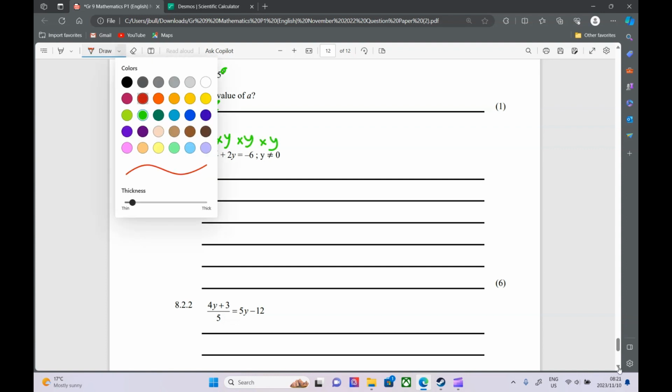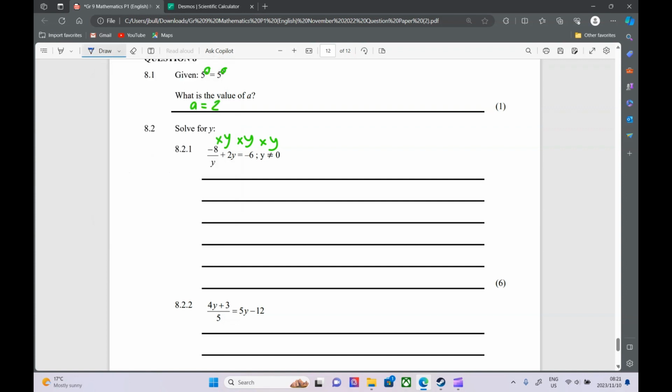And then what we're going to end up with is, the first one, minus 8 over y times y, that's actually going to cancel the y's. That's why we're timesing. So we're going to end up with minus 8 plus 2y squared is equal to minus 6y. If we take these all to one side, you're going to see we actually have a quadratic expression. So you've got 2y squared plus 6y minus 8 is equal to 0, because if you take it across, you change the sign. I would then take out 2 as a common factor.